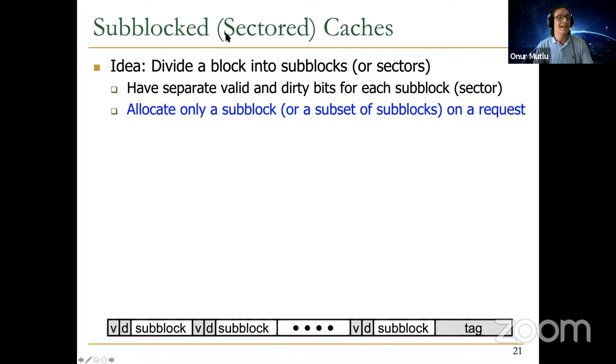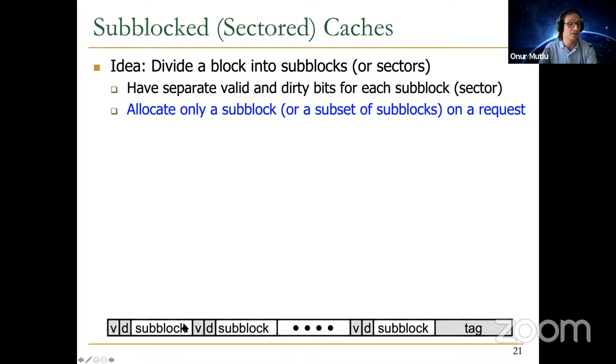Basically, in a sub-block cache or sector cache, the idea is to still keep a block. Basically, you still have a tag associated with the entire block, 64-byte block, let's say. But we divide the block into sub-blocks or sectors. And we have a separate valid and dirty bits for each sub-block or sector.